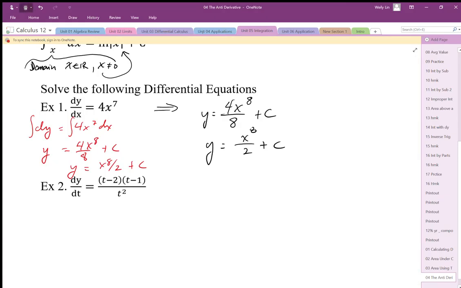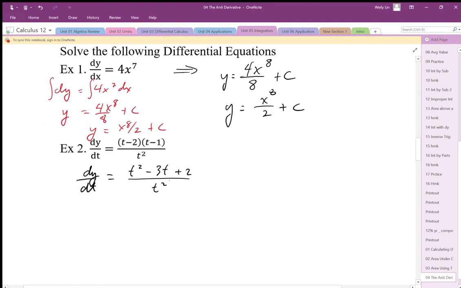So this one here, we have the derivative. What's implied is we want the antiderivative. How do you anti-differentiate this? Well, this is going to be hard the way it looks. So we're going to rewrite this expression like this: t squared minus 3t plus 2, all over t squared. The reason why we do this is because if we then isolate the terms, we can then apply the power rule to each part.